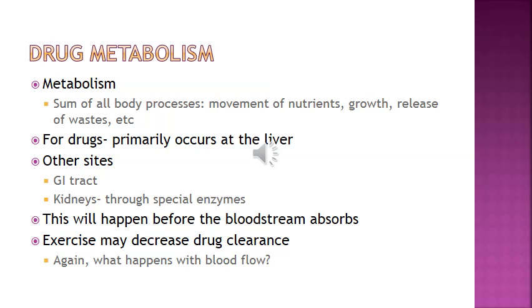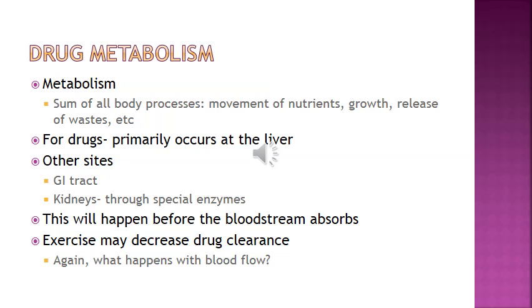For most of your drugs, your primary area of metabolism is going to occur at the liver, and we talked about this with the first pass effect that's going to happen with a lot of your drugs. There are some other sites where this occurs. The gastrointestinal tract and also the kidneys are other sites where drug metabolism can occur. This will happen before the bloodstream absorbs the drug. If you're looking at the liver, there's a little graph or picture of the first pass effect that will show how this happens.